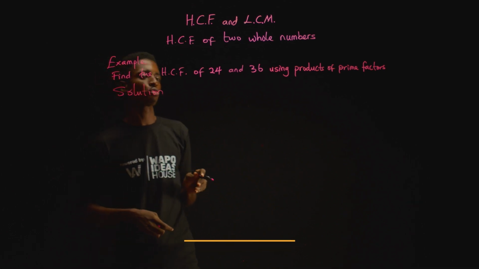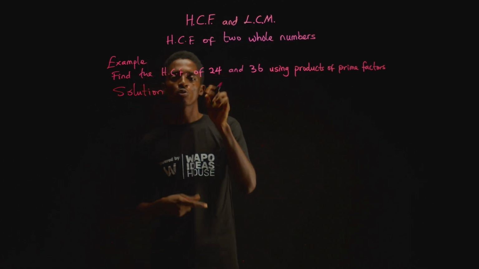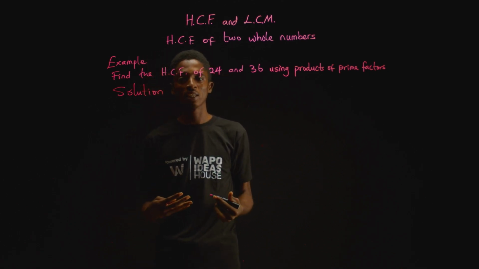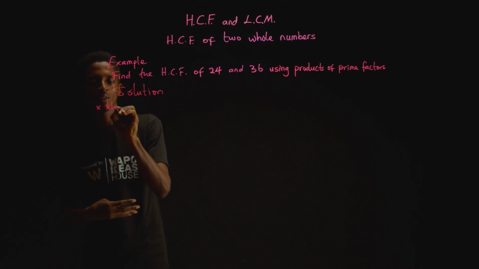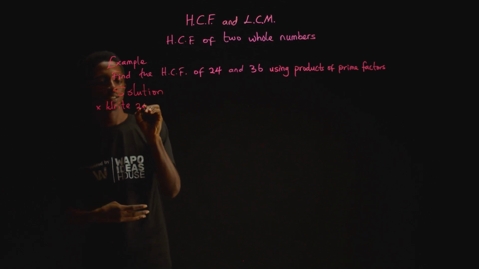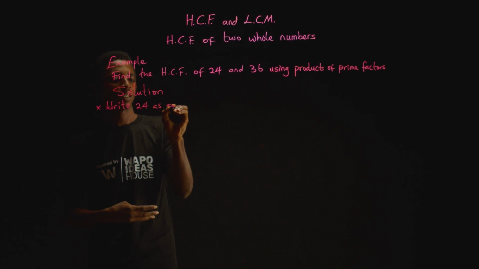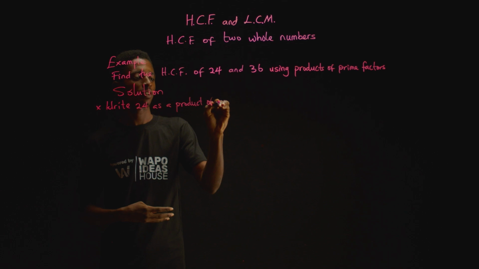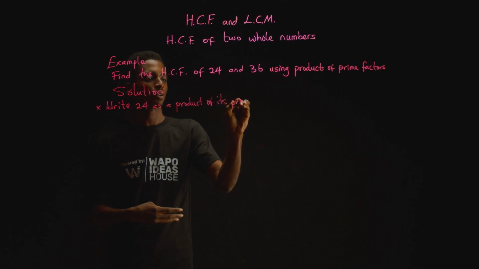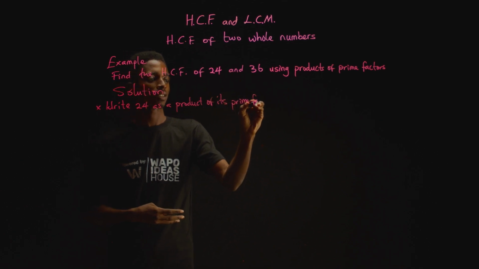The first thing you want to do is to write out 24 as a product of its prime factors. Write 24 as a product of its prime factors.